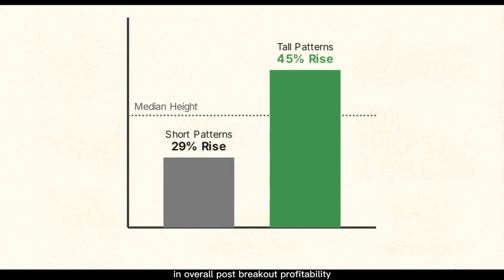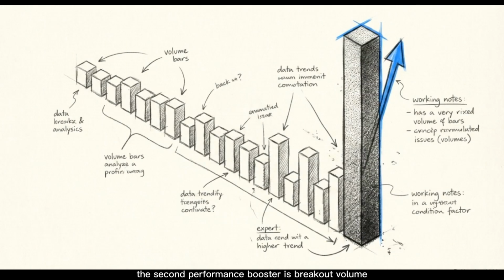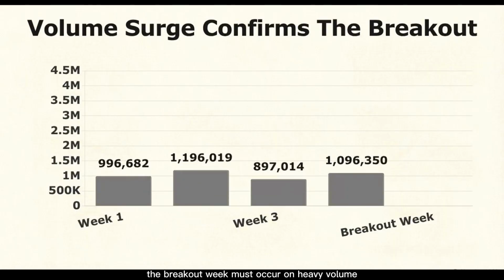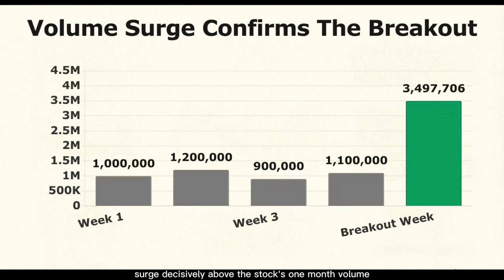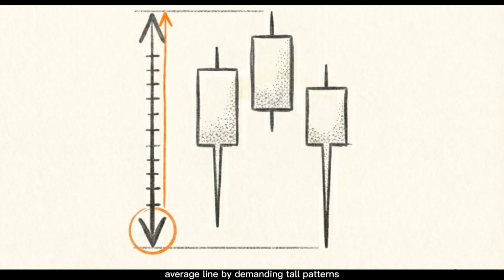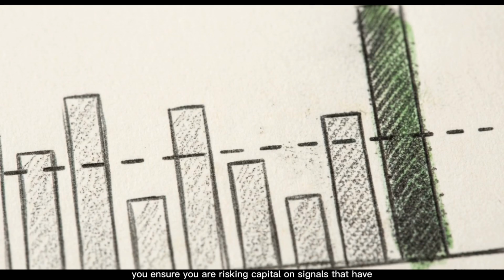The second performance booster is breakout volume. The breakout week must occur on heavy volume. You want to see the breakout volume bar surge decisively above the stock's 1-month volume average line. By demanding tall patterns paired with high breakout volume, you ensure you're risking capital on signals that have institutional backing.